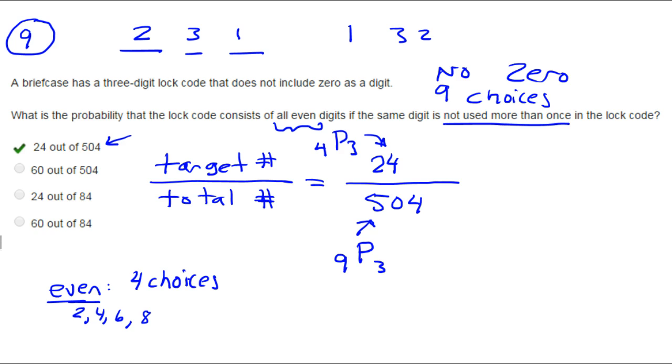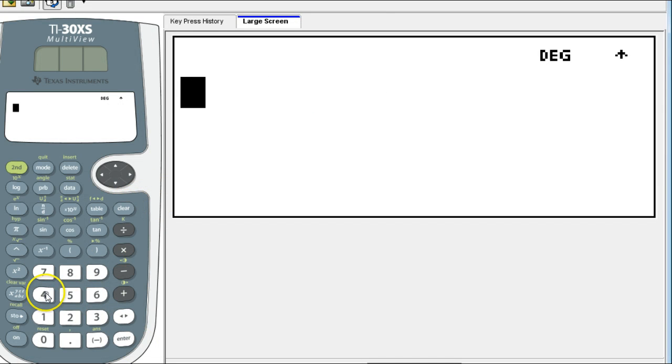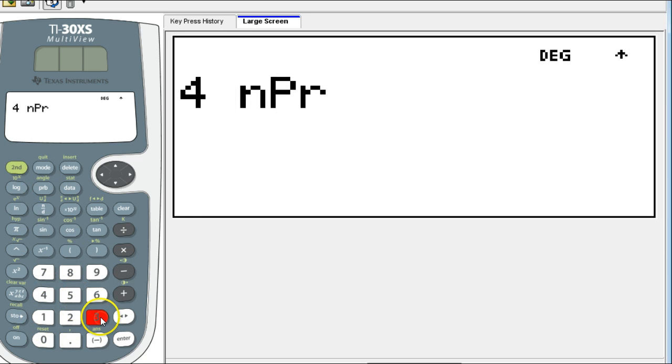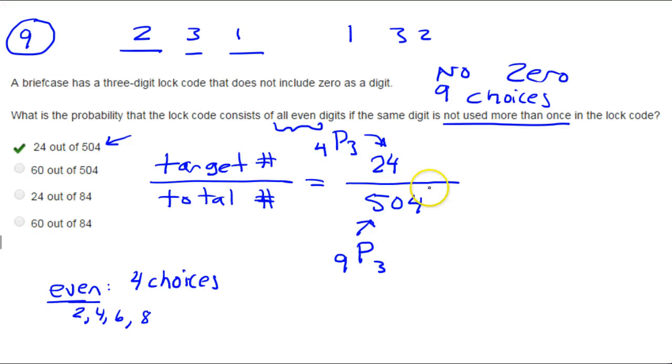To figure out how many codes you could pick in that situation, again, if I want to do 4 pick 3, I go 4, probability, first option, and then 3. So that's how you could get your 24. And the rest of the answer is the same.